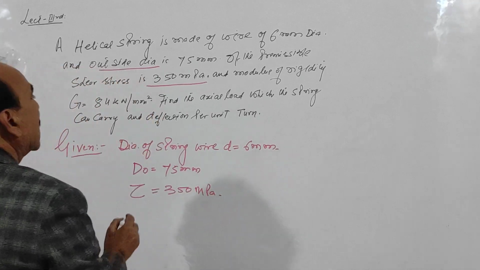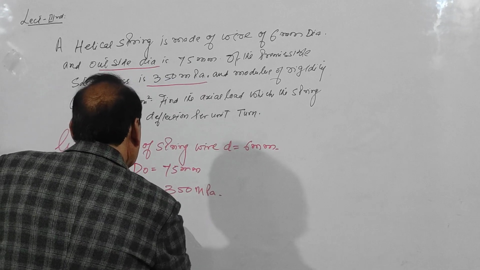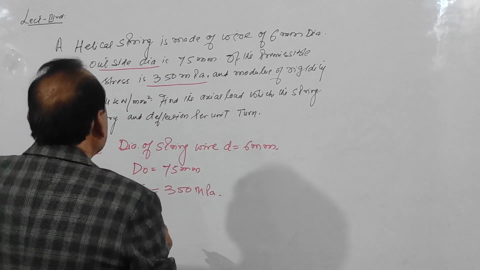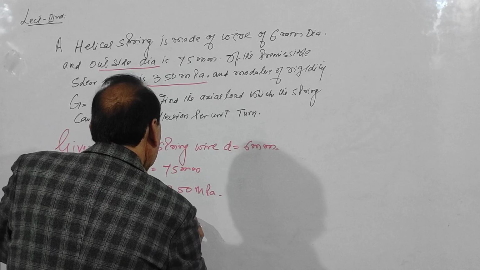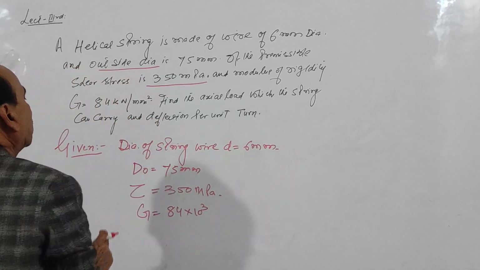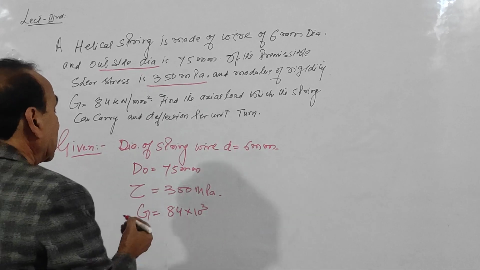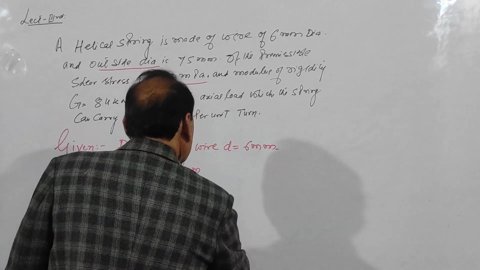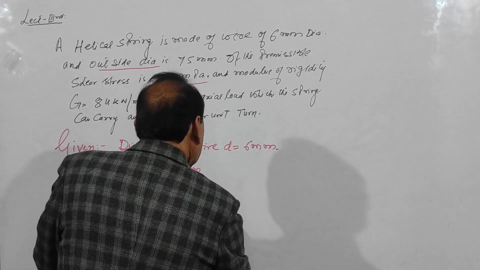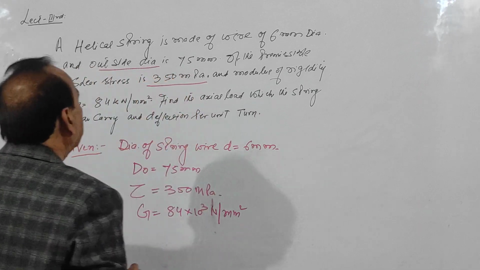MPa, and the modulus of rigidity, that is G, is given as 84 into 10 raised to power 3. This is because this is in kilonewton per mm square, so I will convert it to Newton per mm square. So this is Newton per mm square, right?